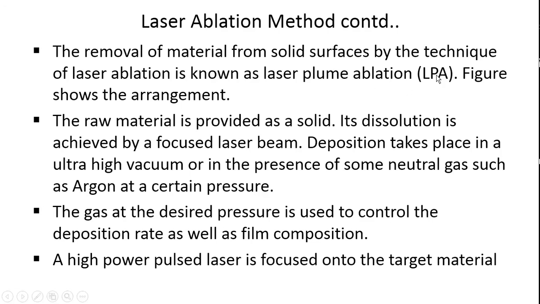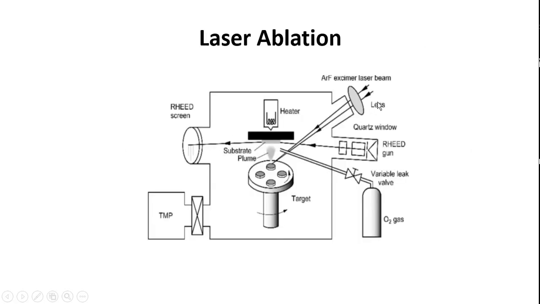that is LPA. So I told you plume of the material is available from the target by concentrating the laser beam upon the target. So the removal of material from solid surfaces, meaning solid target surfaces, by the technique of laser ablation is known as laser plume ablation. So the figure shows this arrangement. I have explained all these necessary parts of this laser ablation method.